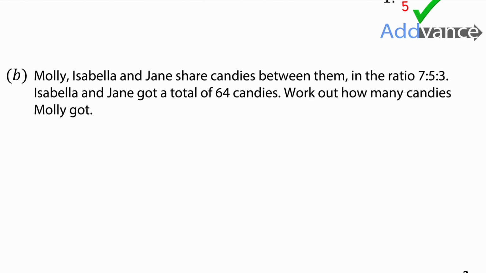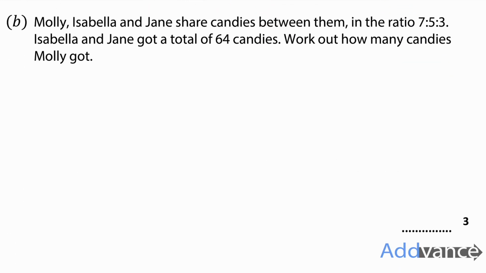And now we're going to do 5b. Molly, Isabella and Jane share candies between them in a ratio 7 to 5 to 3. Isabella and Jane got a total of 64 candies. Work out how many candies Molly got.